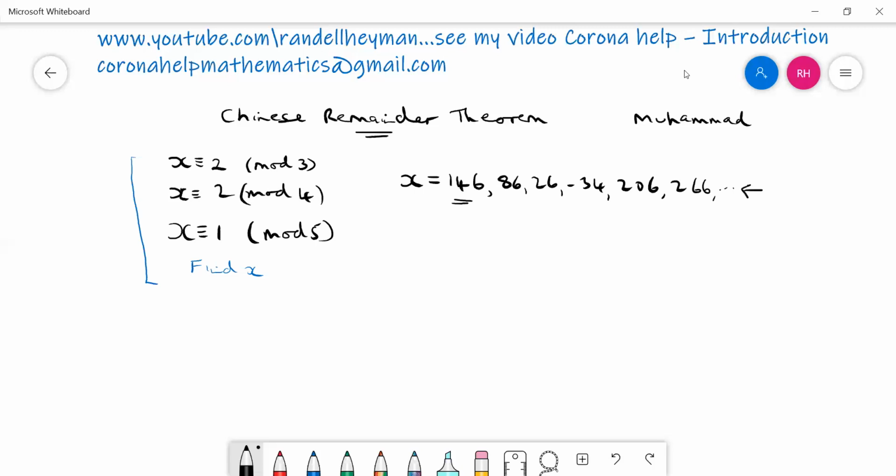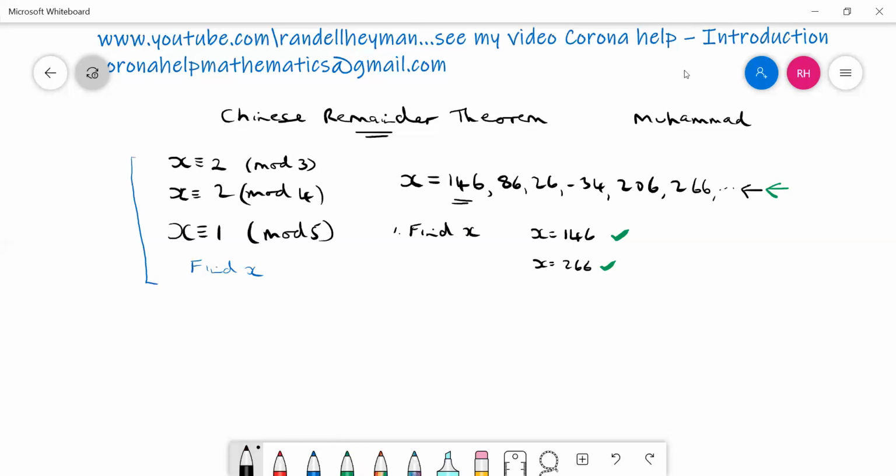Okay, so with these sort of questions, if it says find x, well, that's a bit ambiguous as to whether you have to find all of x or just one x. So let me be a bit more precise. If someone just wrote x equals 146, I would give that full marks. If someone wrote x equals 266, I would give that full marks. So I would just look for anything from this list here.